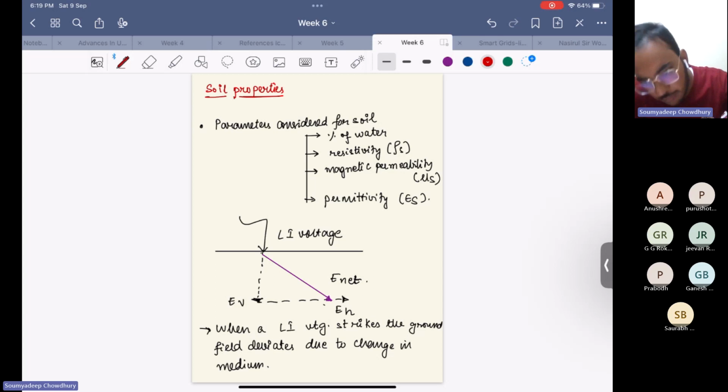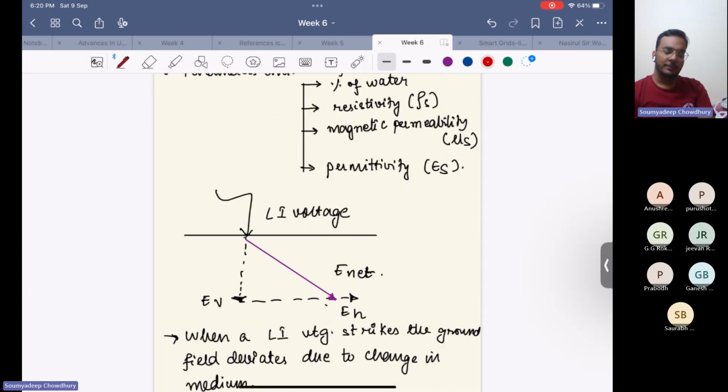So if we want to study grounding, we need to understand the electrical properties of soil, the properties which affect the proper flow of current through it and the generation of electric field. The parameters considered for soil which affect the flow of current are listed: the percentage of water, resistivity of soil, magnetic permeability of soil, and electrical permittivity of soil.